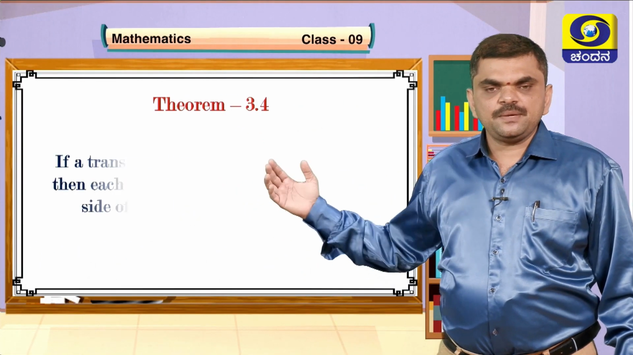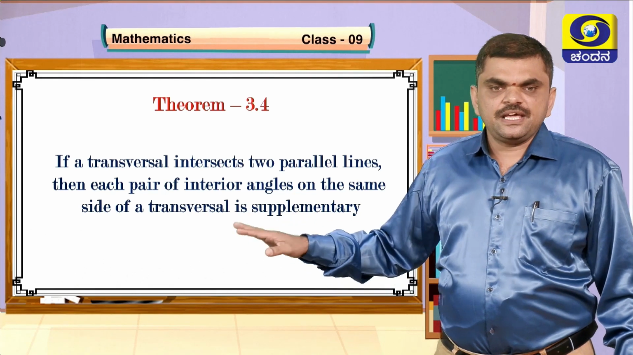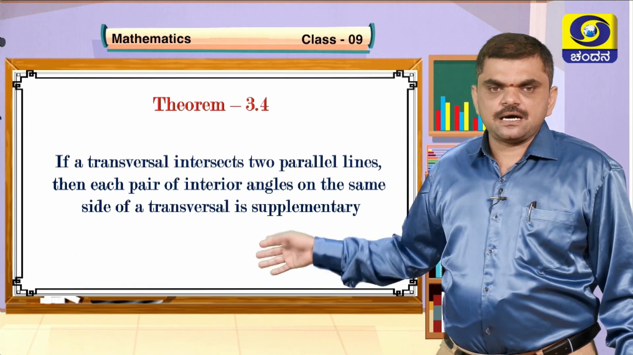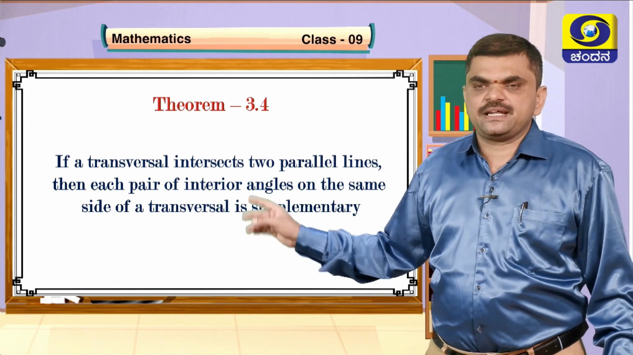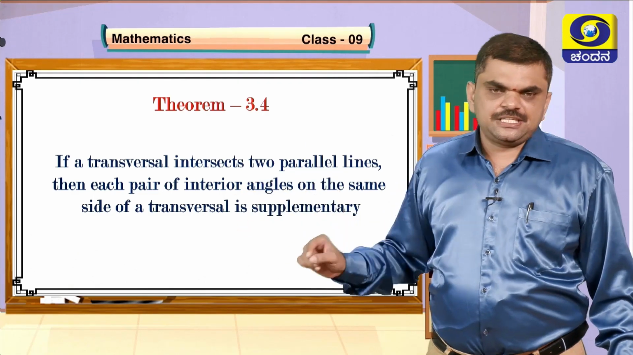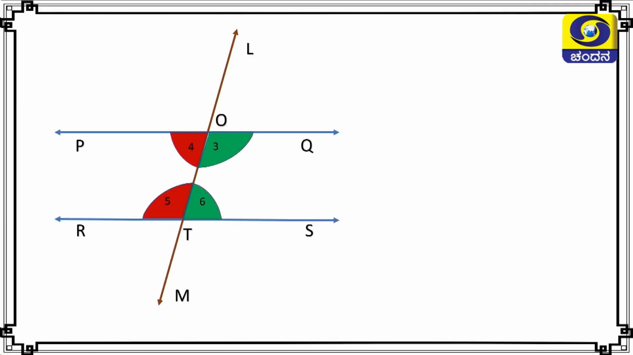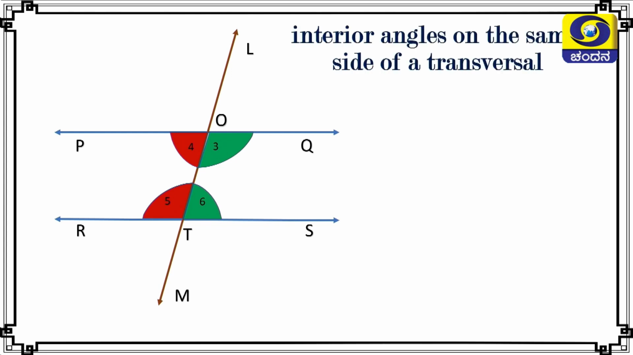Now, theorem 3.4 says, if a transversal intersects two parallel lines, then each pair of interior angles on the same side of the transversal is supplementary. Supplementary means if we add those two angles, the sum must be equal to 180 degrees, children. Now, let us see. PQ and RS are the parallel lines. LM is a transversal which intersects PQ at O and RS at T. Interior angles on the same side of the transversal. Observe here, children. Angle 4 is equal to angle 6.